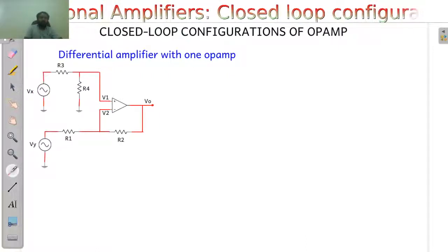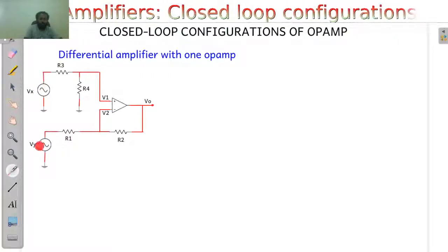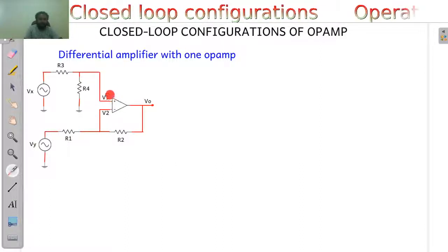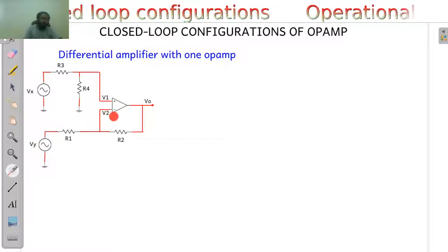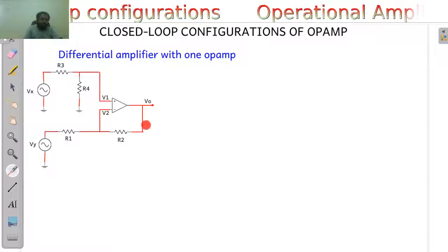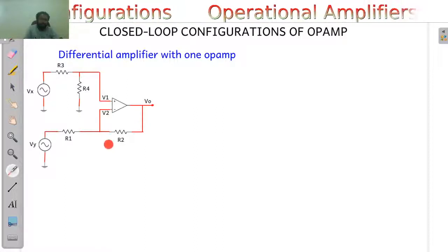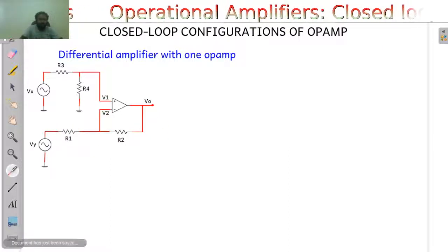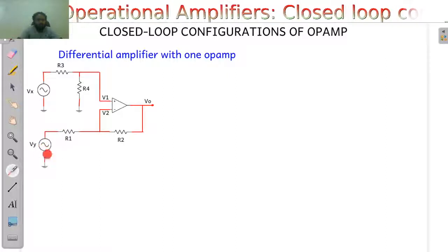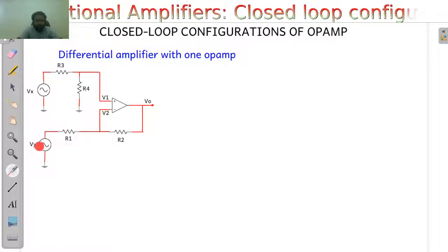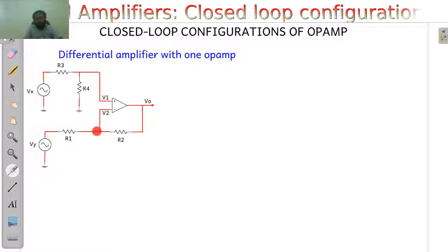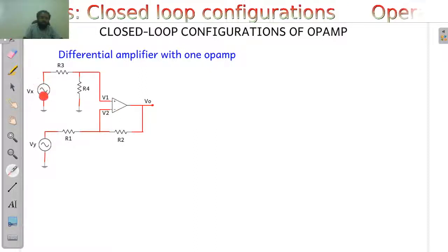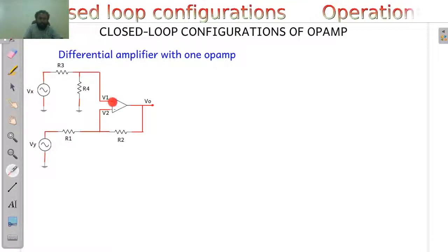This circuit has two input voltages, Vx and Vy, and each of them is connected to either the non-inverting terminal or the inverting terminal. You can see that there is a feedback system coming from the output side to the inverting side. The signal coming from this Vy source will be considered an inverting input as it is connected to the inverting terminal, and the signal connected here will be considered a non-inverting input as it is connected to the non-inverting terminal.